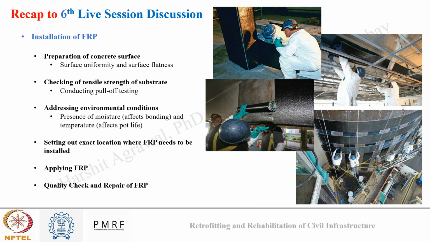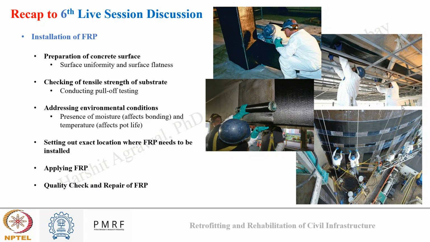So first is the preparation of concrete surface, where concrete uniformity, surface uniformity and surface flatness play an important role. Then second was checking the tensile strength of substrate using pull-out testing. Third was addressing the environmental condition like presence of moisture and temperature, which can affect bonding or pot life of the FRP. Fourth was setting out the exact location where FRP needs to be installed, then applying FRP, and finally checking the FRP for its quality and suggesting or implementing repair if needed.